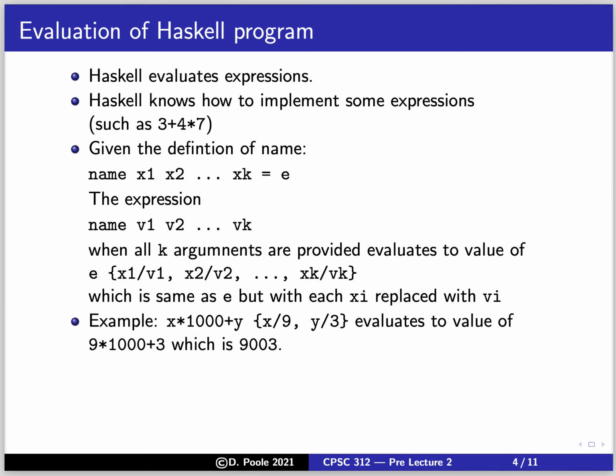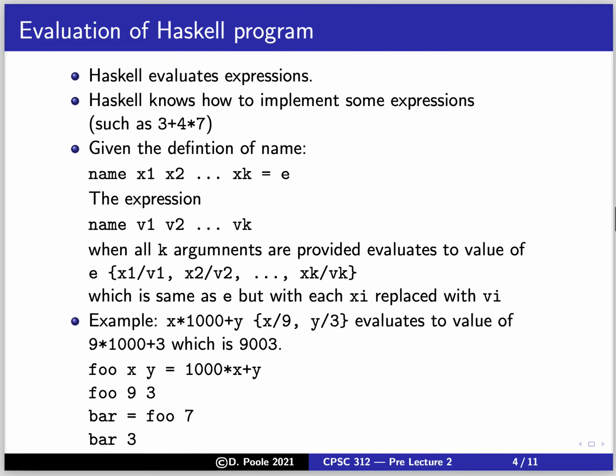Okay, and basically that's all there is. So we have x times 1000 plus y with x replaced by 9 and y replaced by 3 evaluates to 9 times 1000 plus 3, which is 9003. Okay, that's basically all there is in Haskell.